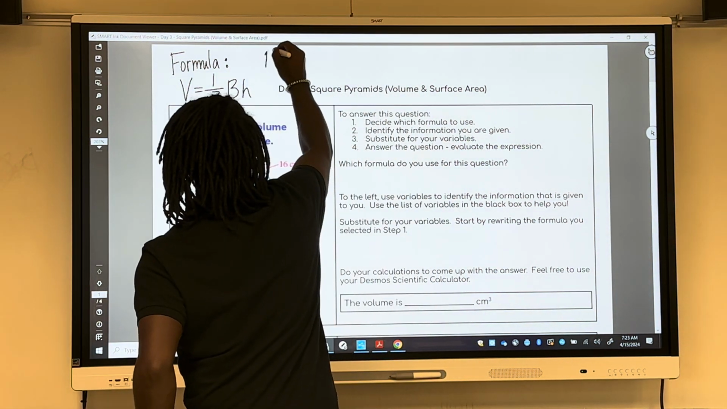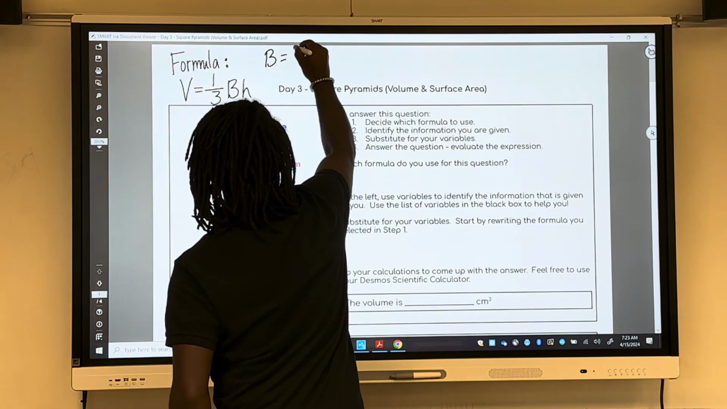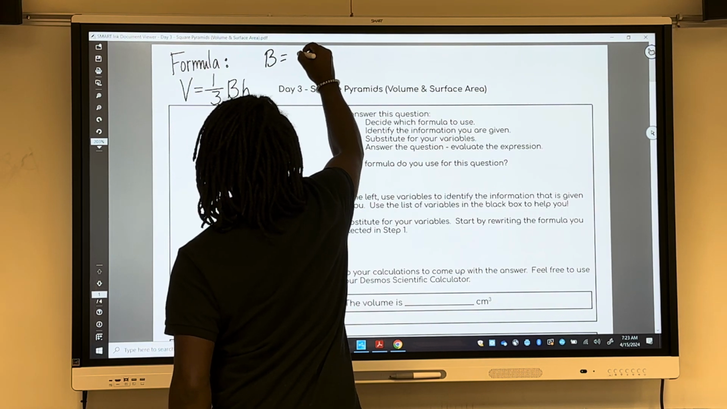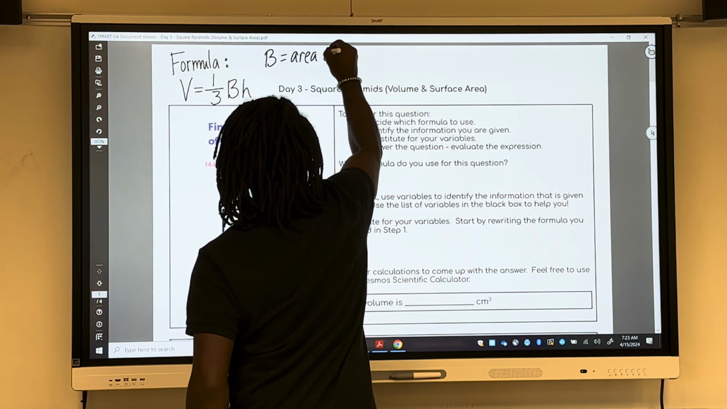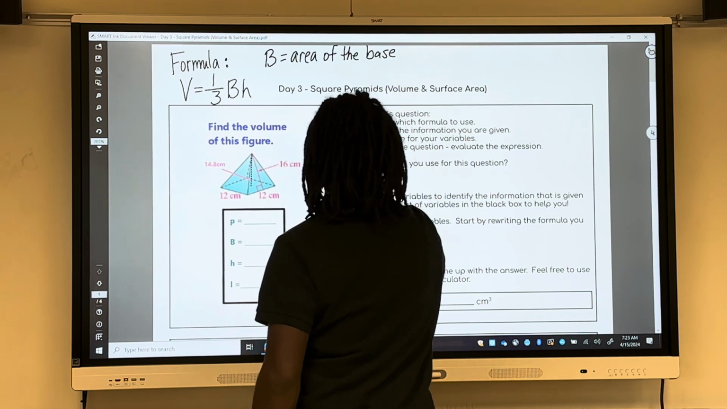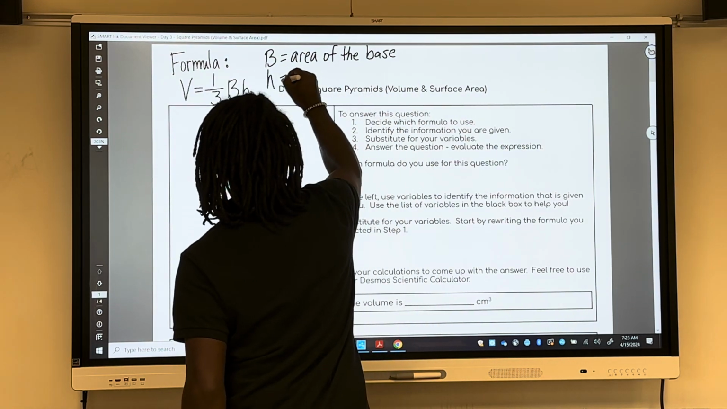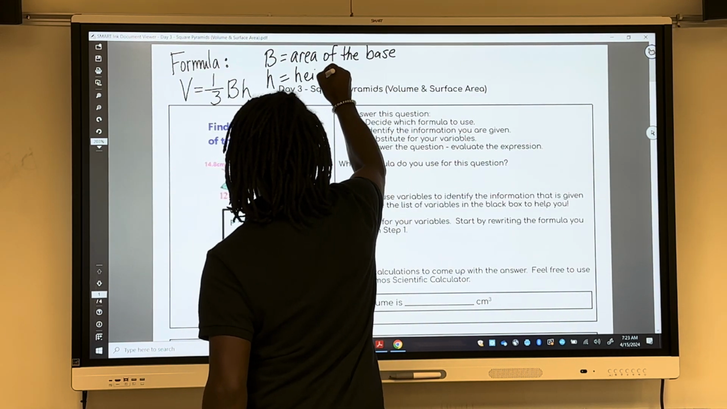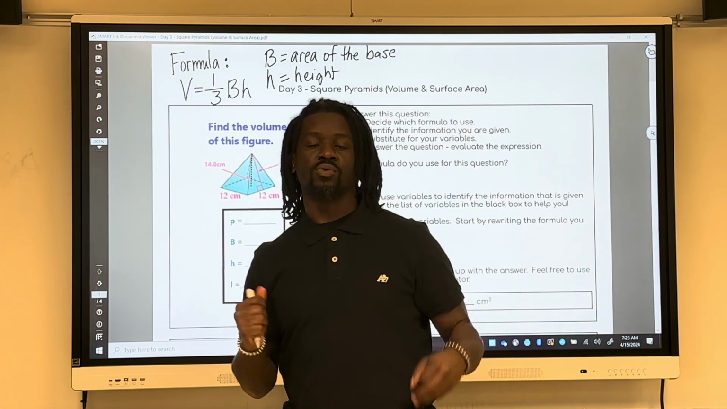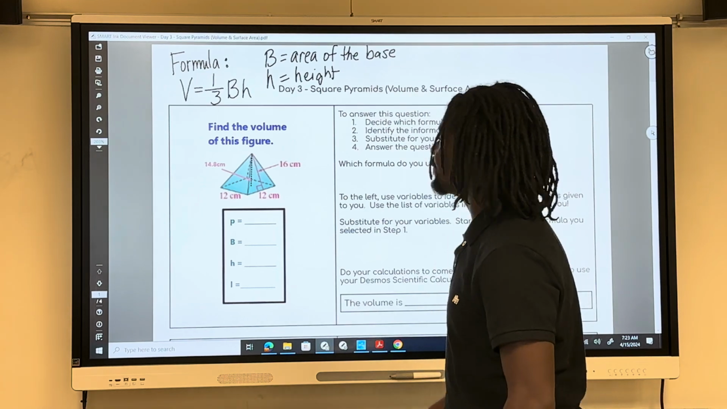Okay, and you need to know that the big B represents the area of the base. Okay, the area of the base, and then the H is the height. So we got to find the area of the base, and we need the height to determine the volume.